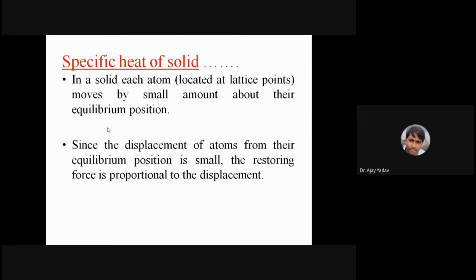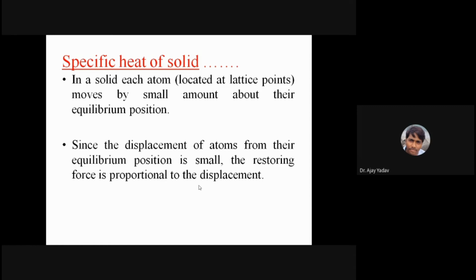Now, as we have seen, the movement of the atom around the equilibrium position is very small. Okay, the displacement of atoms from their equilibrium position is very small. So therefore, the restoring force, the force which tries to bring the atom back to the equilibrium position, is proportional to the displacement, like the spring. Okay, you stretch it, the restoring force will try to bring the spring back to its equilibrium position. So there is a restoring force acting on the spring.